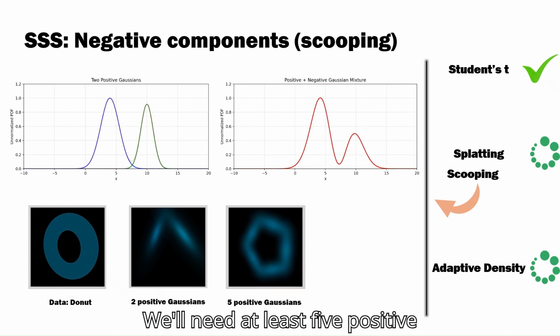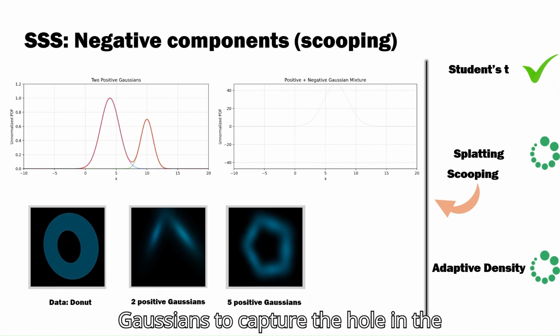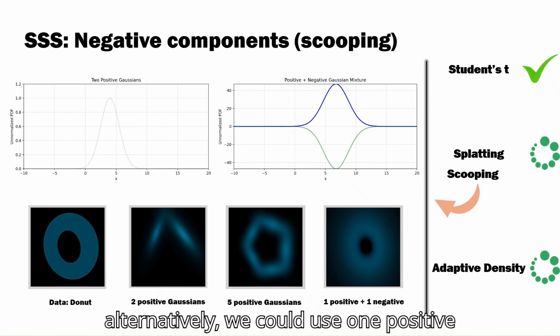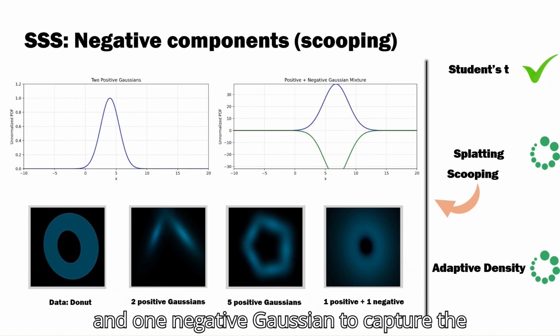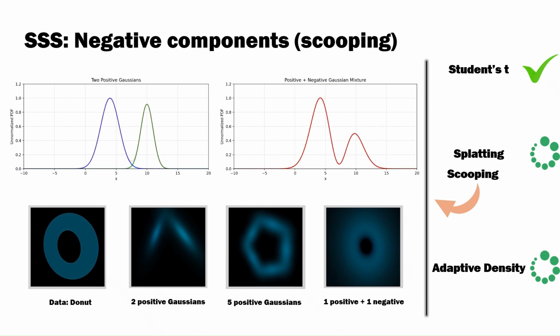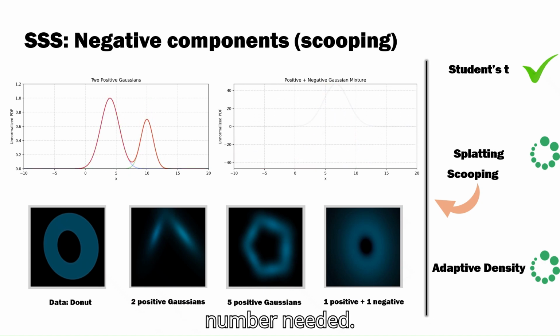We'll need at least 5 positive Gaussians to capture the hole in the middle. However, alternatively, we could use 1 positive and 1 negative Gaussian to capture the hole. Introducing negative components can potentially reduce the component number needed.